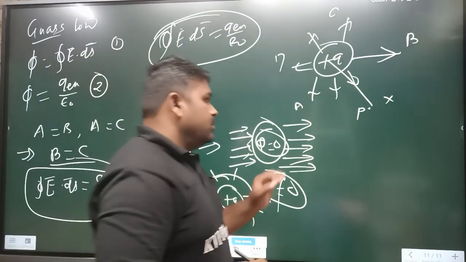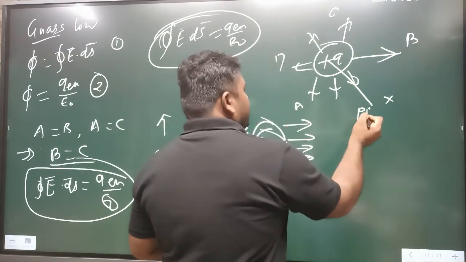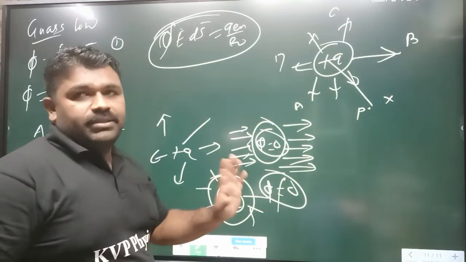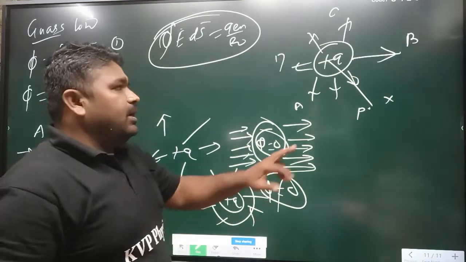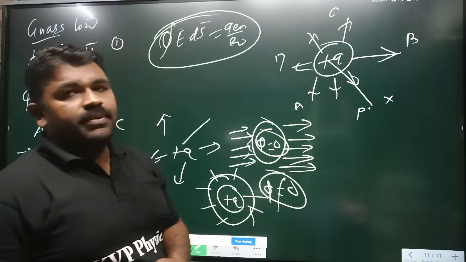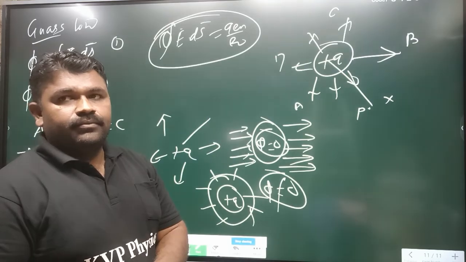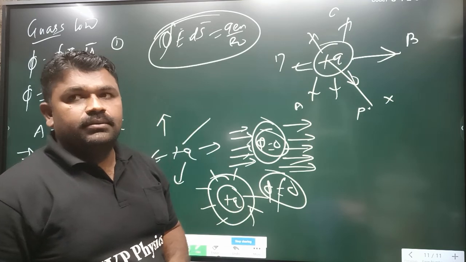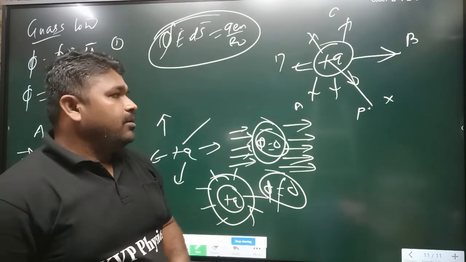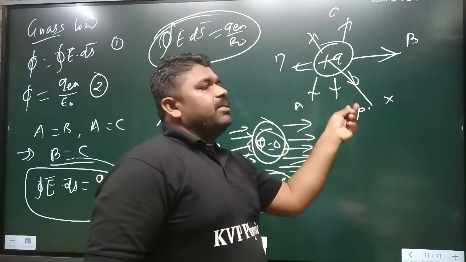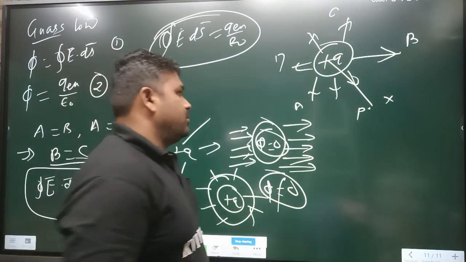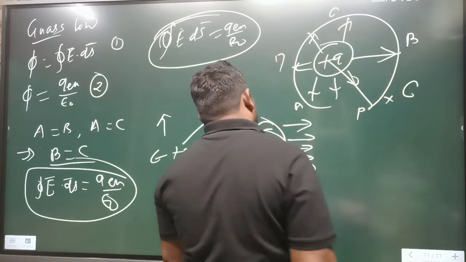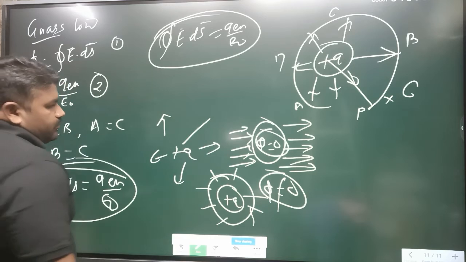Same. Yes or no? Similarly, here also at points P, B, C, D, A, all points are at the same distance. Is the electric field at each and every point on this one same or different? Same. Constant. Means on this distance, it is constant. Yes or no? This is the circle. Each and every point on this circle.